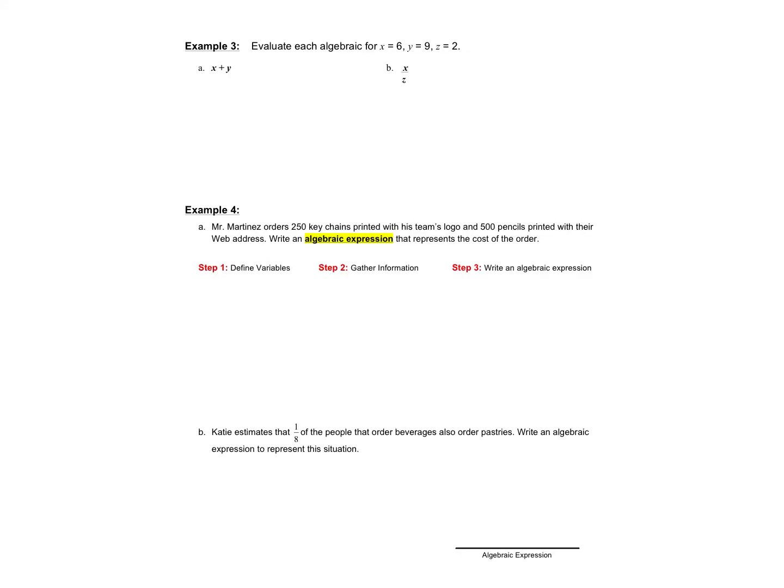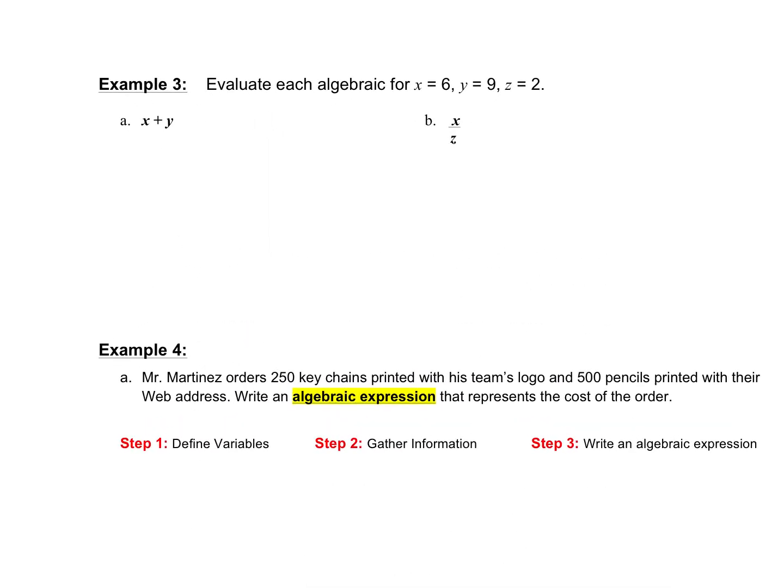All right, now for example 3, it says evaluate each expression for x equaling 6, y equaling 9, and z equaling 2. And so what that means is that whenever we have an x, a y, or a z within an expression, we need to replace the variable with whatever number that is. So we'll replace it and plug that in. For example, wherever we have an x, we would plug in 6. Wherever we have a y, we would plug in 9. And wherever we have a z, we would plug in 2.